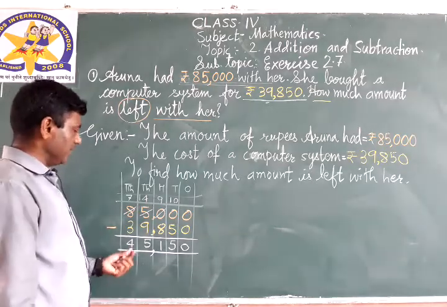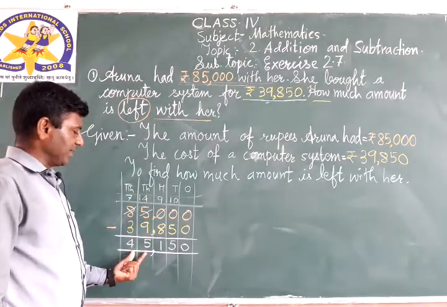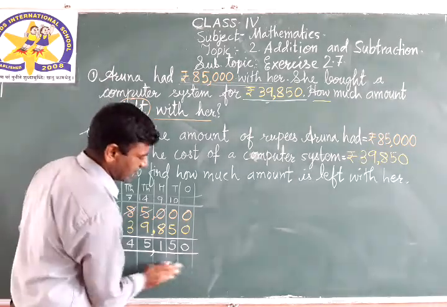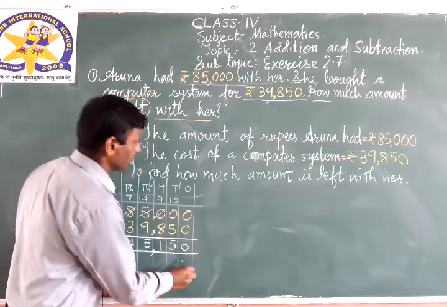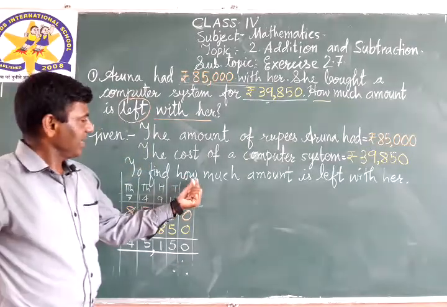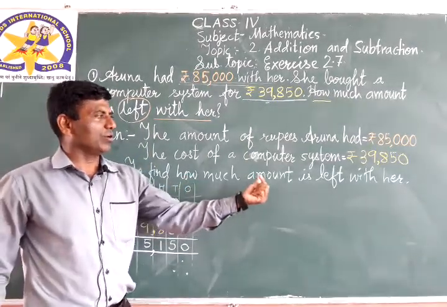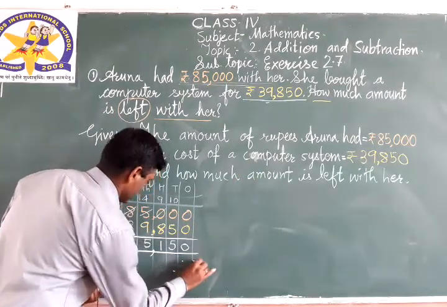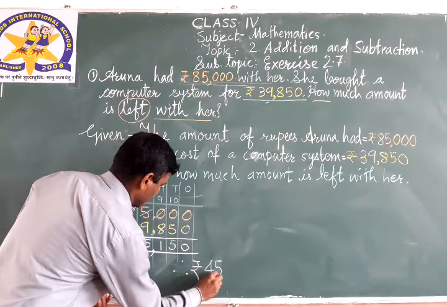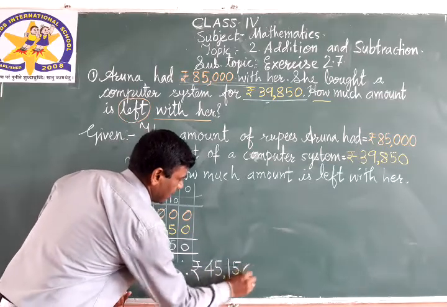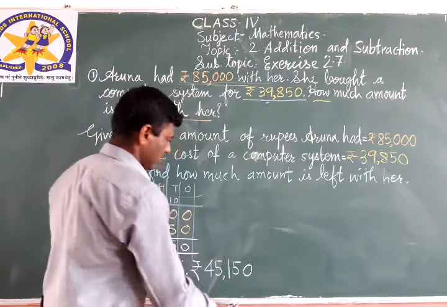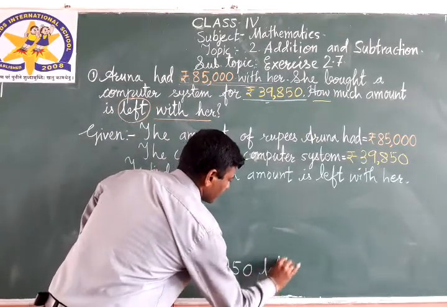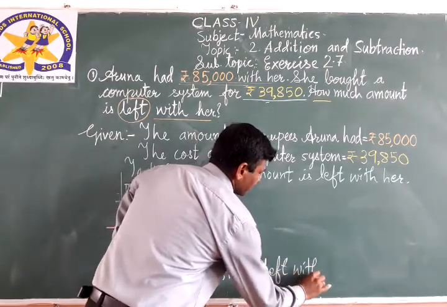So how much money is left with her? 45,150 rupees. This you have to write down. Therefore, what is the question? Find how much amount is left with her. So you can write rupees 45,150 left with her.